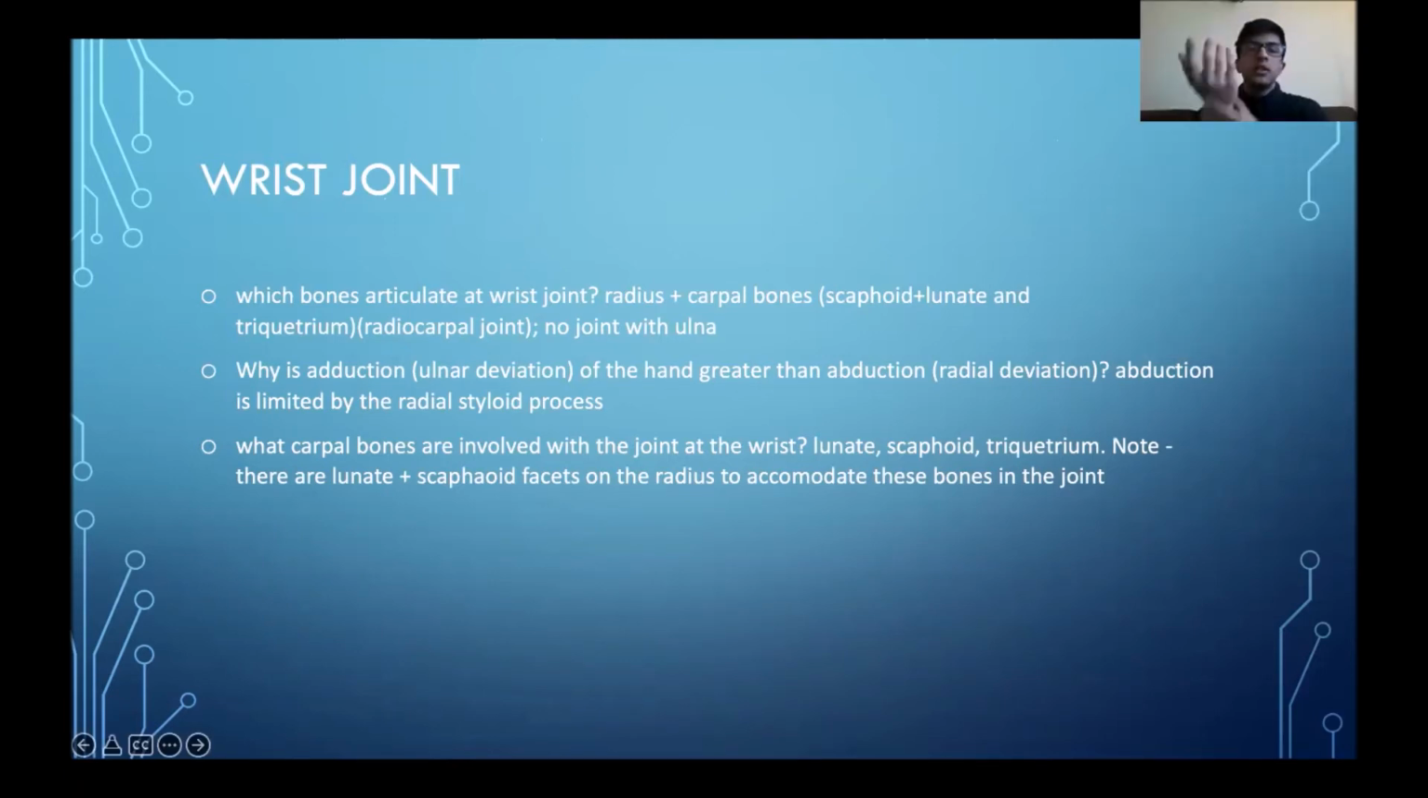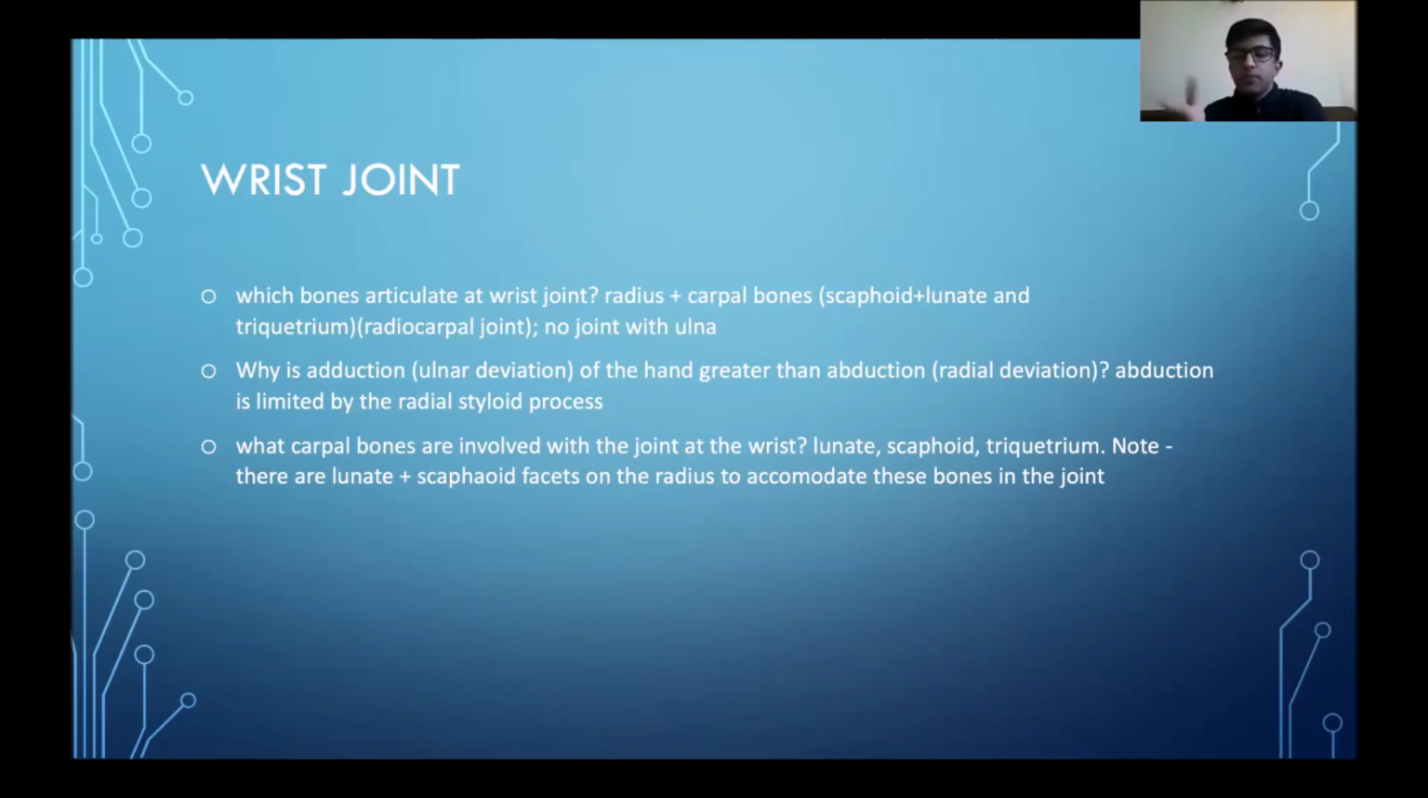So the wrist bones articulate at the wrist joint. You have the radius and carpal bones: the scaphoid, lunate and triquetrum, and the radiocarpal joint, but there's no joint with the ulna itself. The thing about the wrist joint is that there's only articulation between the radius and the wrist bones. There's no articulation with the ulna, right?